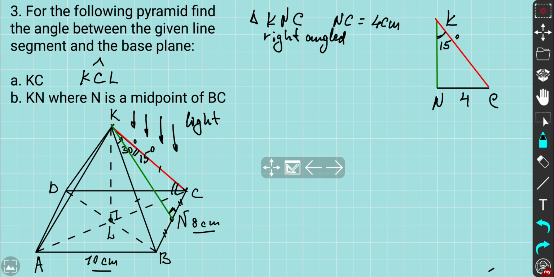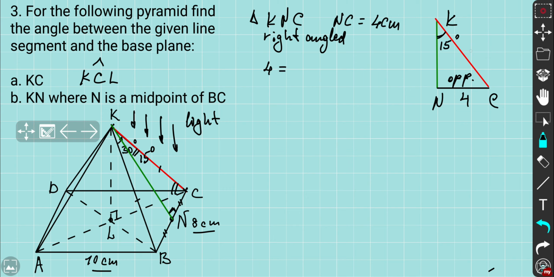In this case, this is the opposite side, so we can use the sine rule. So 4 is actually KC times sine of the angle 15 degrees, from where we can figure out that KC is 4 over sine 15. And we've got that KC is 15.45 centimeters. Okay, so we found KC.